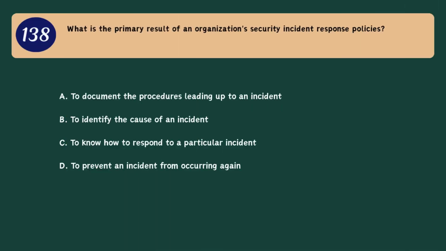Question 138. What is the primary result of an organization's security incident response policies? A. To document the procedures leading up to an incident. B. To identify the cause of an incident. C. To know how to respond to a particular incident. D. To prevent an incident from occurring again.